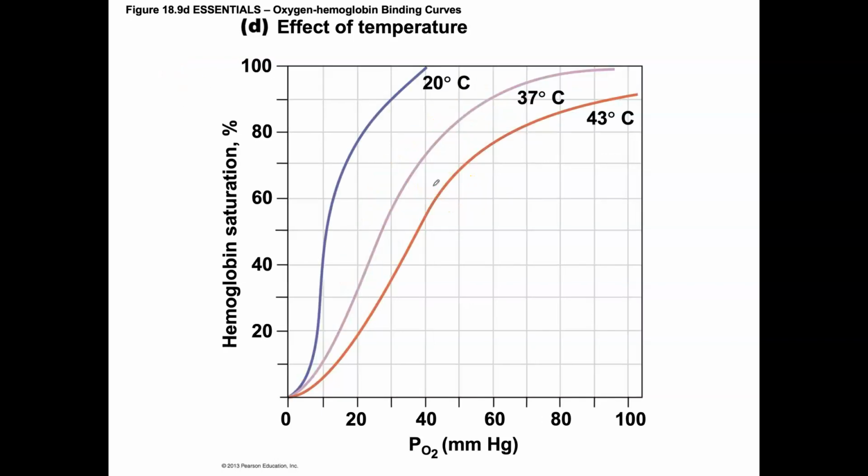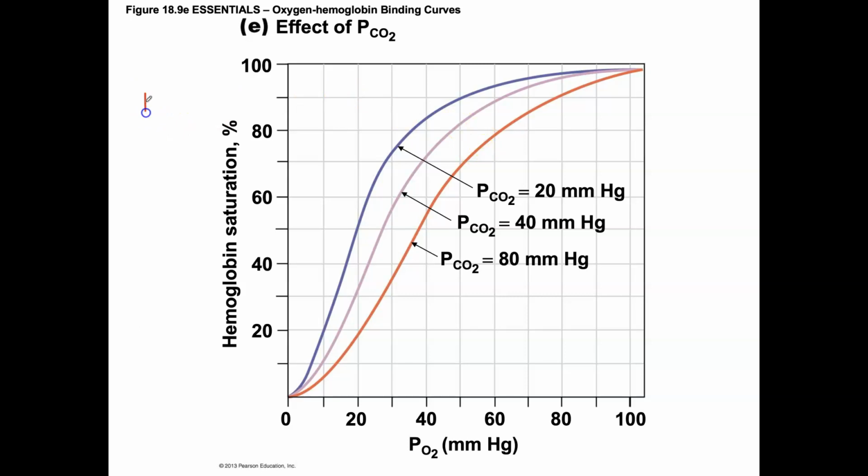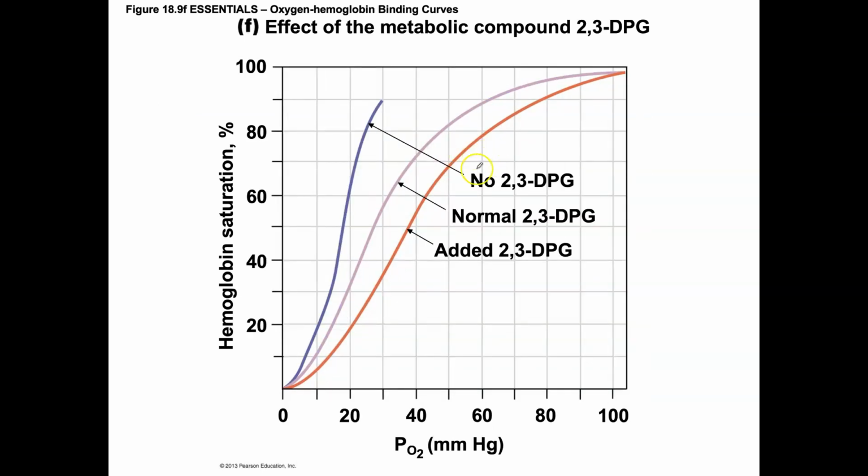When you look at temperature, when there's an increase in temperature, we see a shift to the right. This is normal body temperature, 37 degrees C. This is an increase in temperature, so we see a shift to the right. When we see an increase in the partial pressure of carbon dioxide, this is the normal curve, and this is a shift to the right when there's an increase in the partial pressure of CO2. And also when we have an increase in the amount of 2,3-DPG.